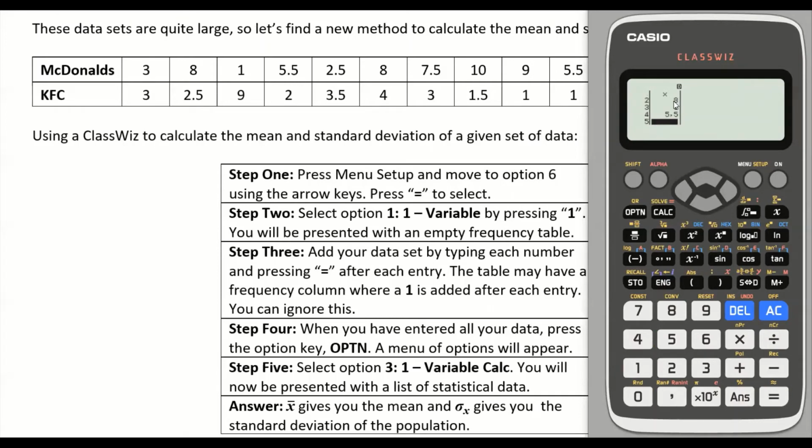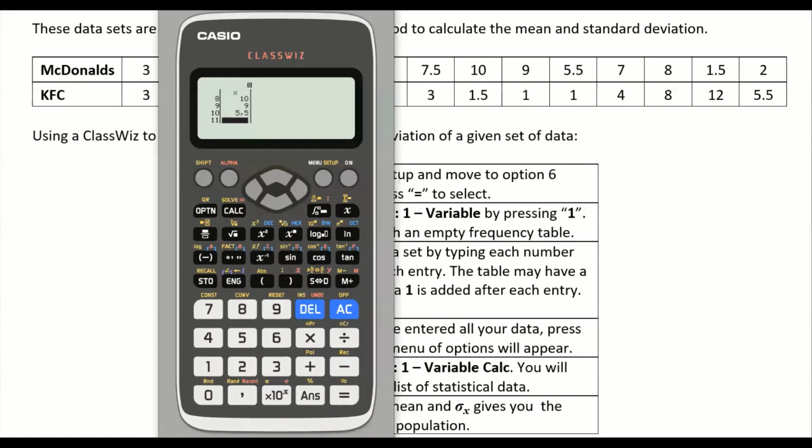5.5, 2.5, we've got 8, we've got 7.5 there, we've got 10, we've got 9, we've got 5.5 again. Okay, I'm just going to move it over to the side for a bit. Okay, we've now got 7, we've got 8, we've got 1.5, and we've got 2. Okay, and it could continue, but we've got 14 data points there.